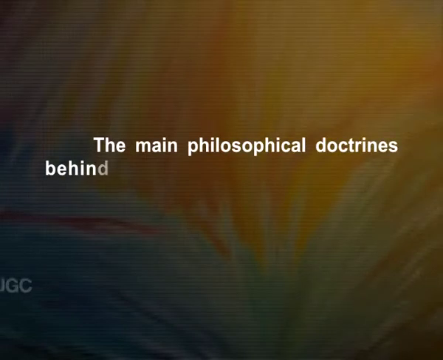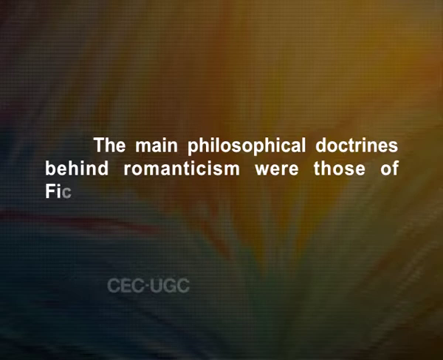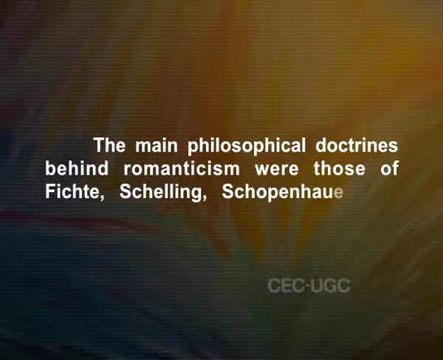In the beginning of the 19th century, the imitation theory was called into question. During this period, the theory that art is the expression of the emotion of the artist came to be the dominant view. The rise of the expression theory of art is related to Romanticism, an important intellectual and philosophical development of the 18th and 19th centuries. The main philosophical doctrines behind Romanticism were those of Fichte, Schelling, Schopenhauer and Nietzsche.